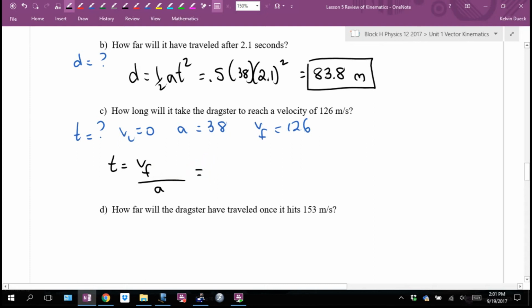Time, scalar or vector? Scalar. Positive or negative time, always. So built-in error check, if you ever get a negative, go check your directions, right? 126 divided by 38. It's going to be a little bigger than 3, because it's almost 120 divided by 4. 3.1? That's a guess. No? 3.32. Okay. A little bigger than 3. Round it off properly. Units, Darcy? There you go.